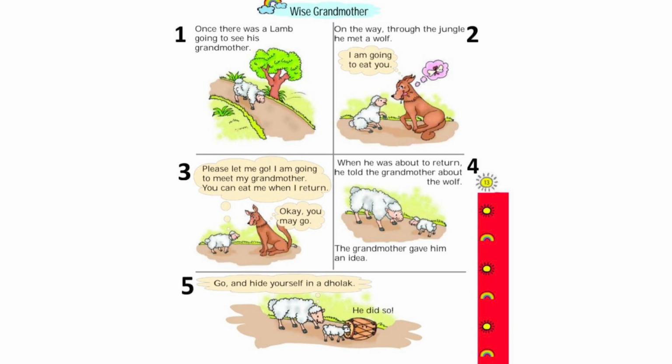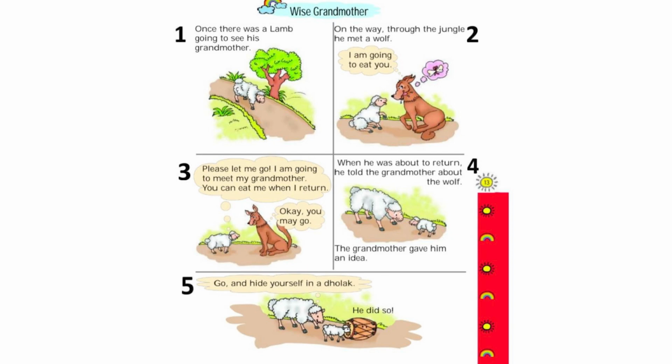Look at the third picture. "Please let me go. I am going to meet my grandmother. You can eat me when I return." I will explain this. The lamb said, "I want to see my grandmother, so please let me go. You can eat me when I come back." "Okay, you may go." So the wolf said to the lamb, "Okay, you can go."